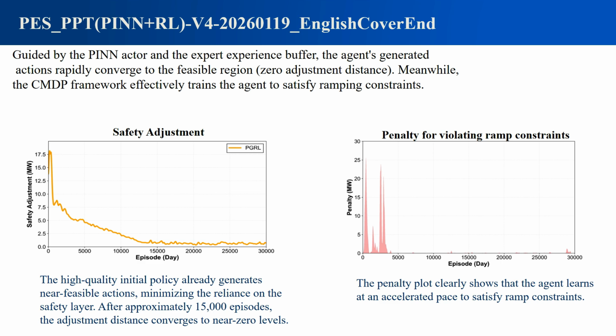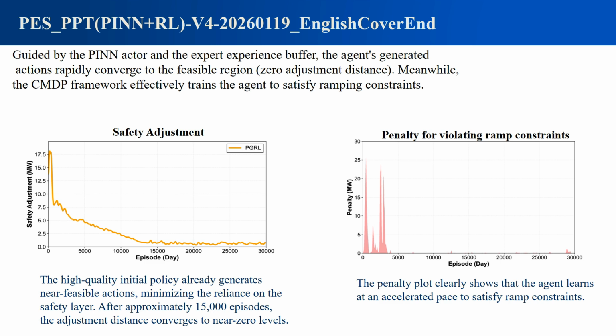The two plots measure whether the agent is becoming intrinsically safer or merely relying on the safety layer. The safety adjustment curve starts high, which means the actor initially proposes actions that require noticeable correction. The distance then drops rapidly and continues declining. After approximately 15,000 episodes, the adjustment distance stays near zero. This indicates that the actor has learned to generate actions close to the feasible set on its own.